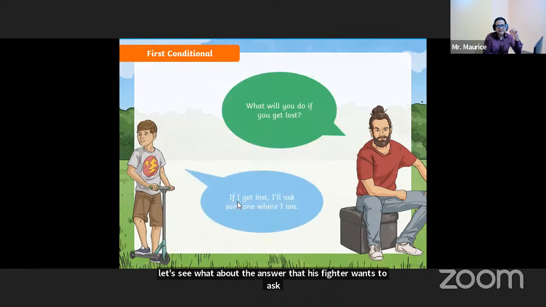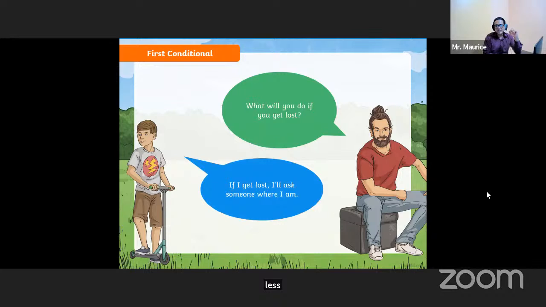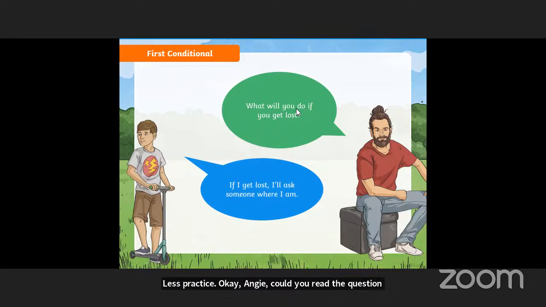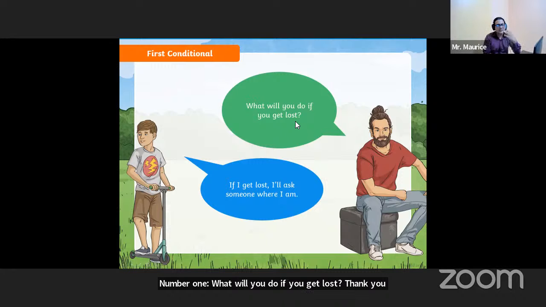Let's practice. Okay, Angie, could you read question number 1? What will you do if you get lost? Thank you. Okay, aquí le comienza a preguntar al papá. ¿Qué harás? Está en un futuro, ¿verdad? ¿Qué harás si te pierdes?